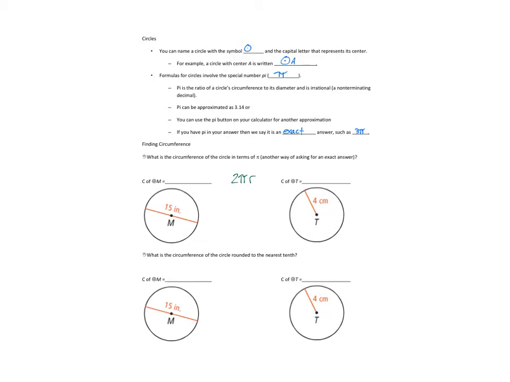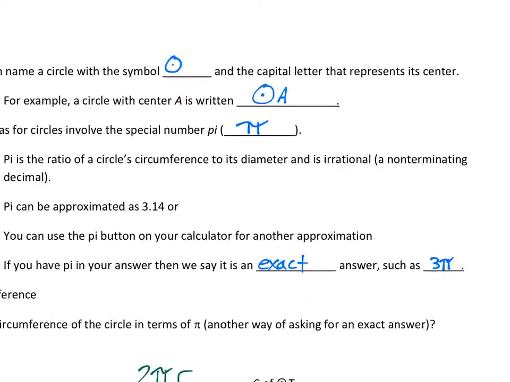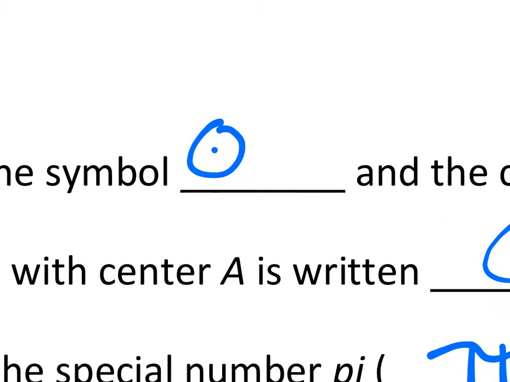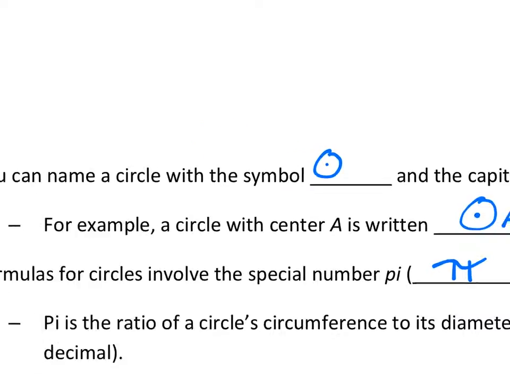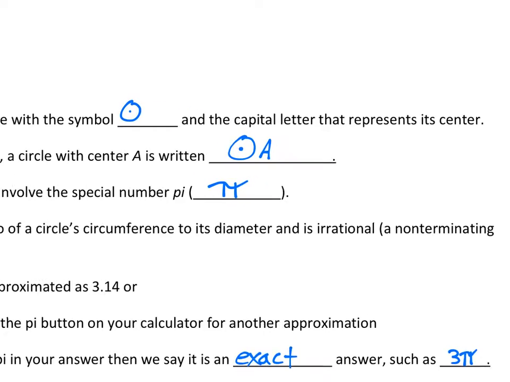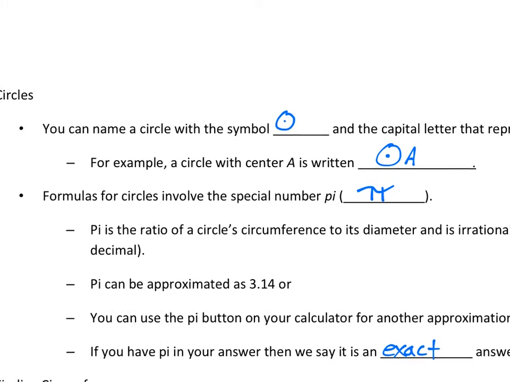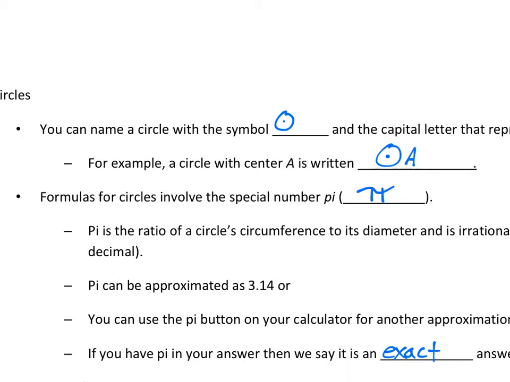Let's move on here now to talk about circles. You can name a circle with this symbol, which is a circle with a dot in the middle, and the capital letter that represents its center. So for example, a circle with center A is written with our circle symbol and A.